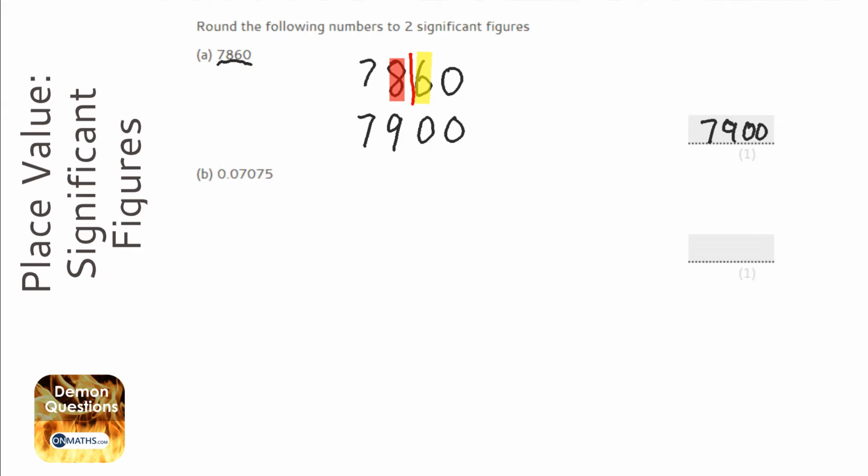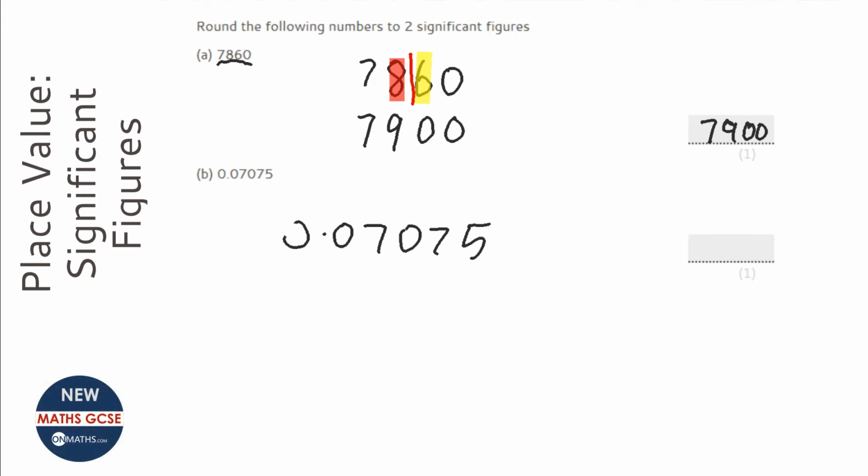Okay, the next one. Now this is another rule of significant figures. I'm just going to write the number down. You don't start counting until you get to a number that's not a 0. So we're going to start counting here. We're going to do 1, 2. So we're going to put a line down there.